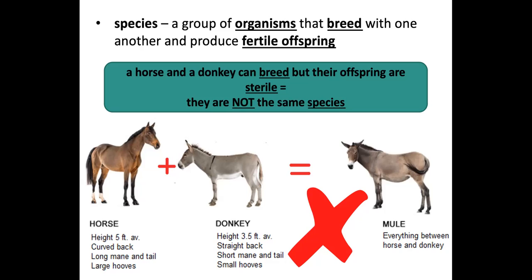A donkey and a horse can make a mule, but the mule is sterile. So the mule can't have other mules. It cannot reproduce at the end of the day. So that means that a horse and a donkey are not the same species.